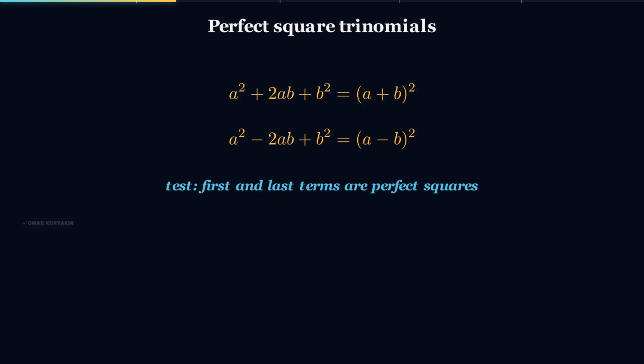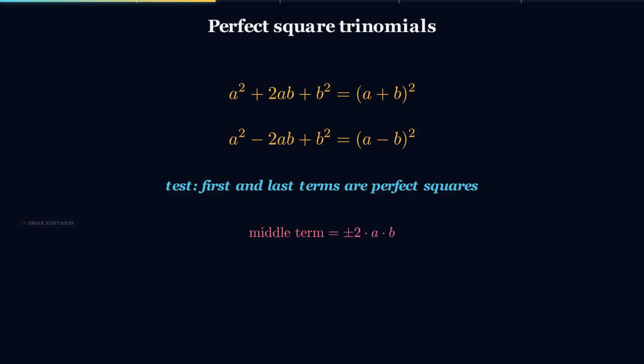The first half of the test asks whether the first and last terms are perfect squares. The first term must be the square of something, call it a. The last term must be the square of something, call it b. If either fails the square test, the trinomial is not a perfect square, and you move on to other techniques.